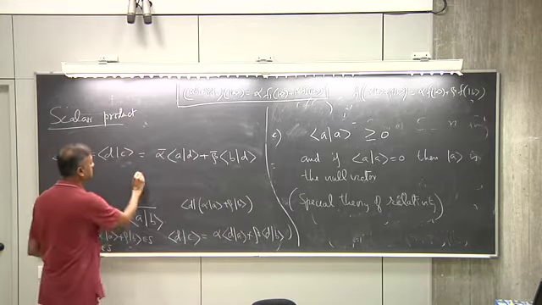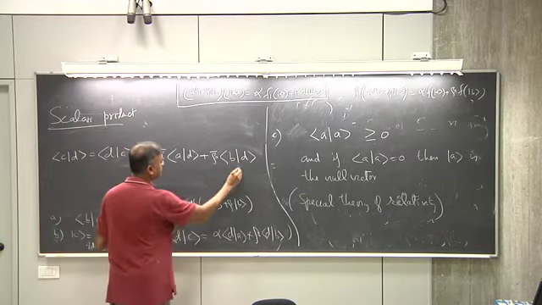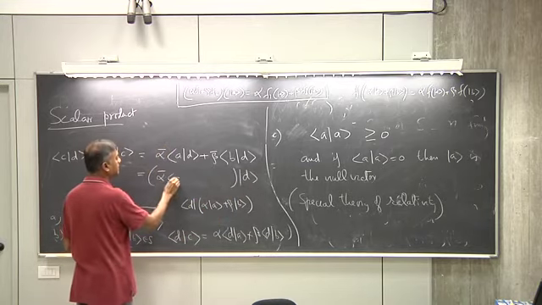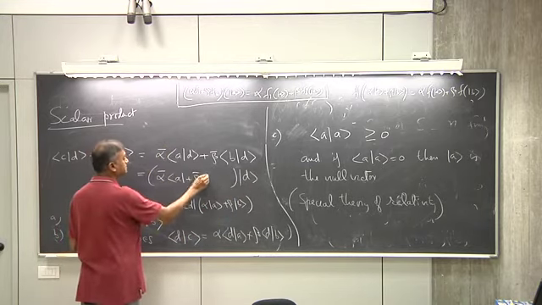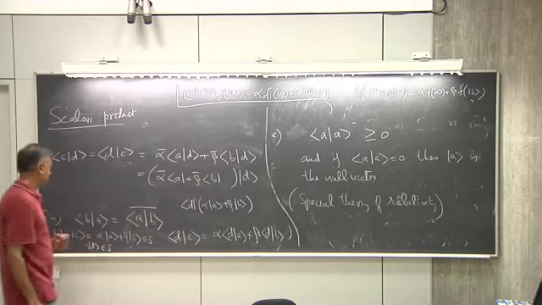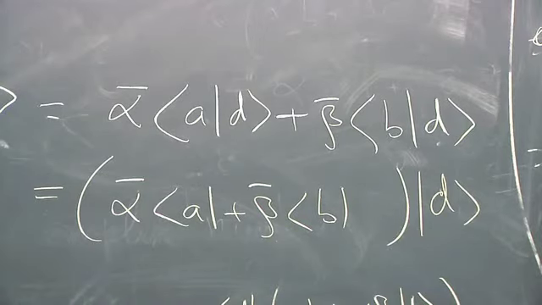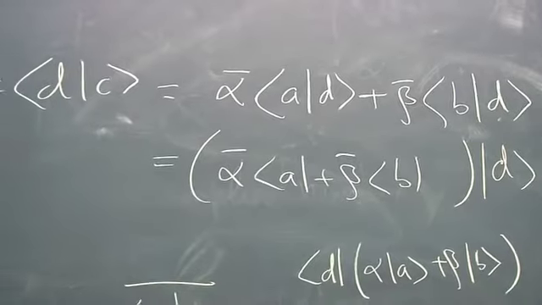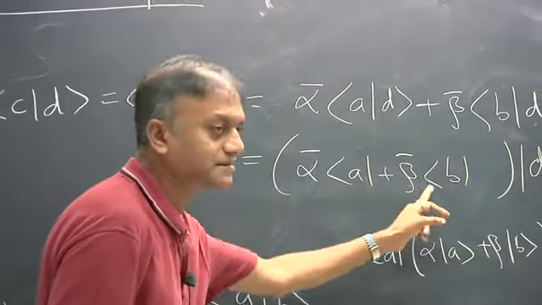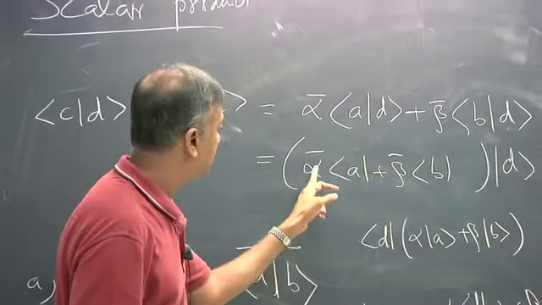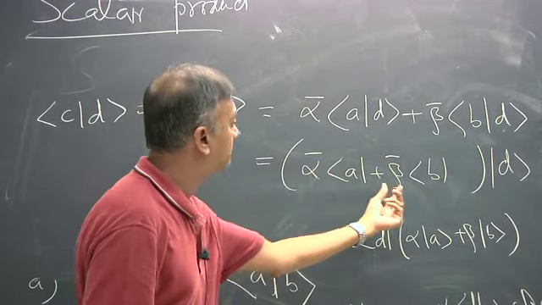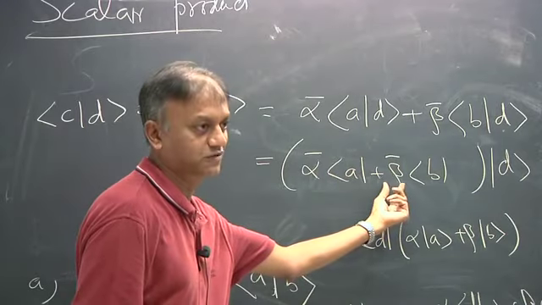Now, if I can take the D outside, then what we have inside is alpha bar A plus beta bar B. So in this argument, it is not linear. It is what is called antilinear. Its coefficients have to become complex conjugates of the coefficients.